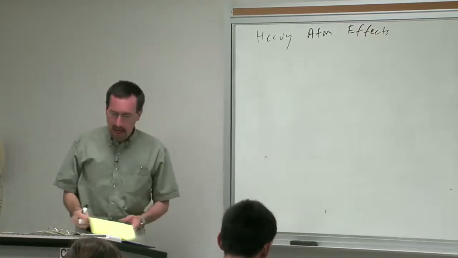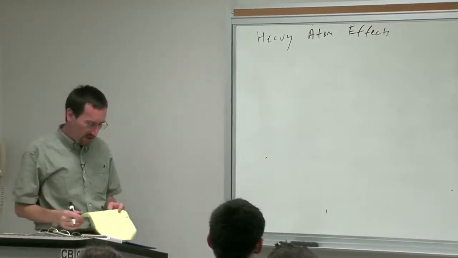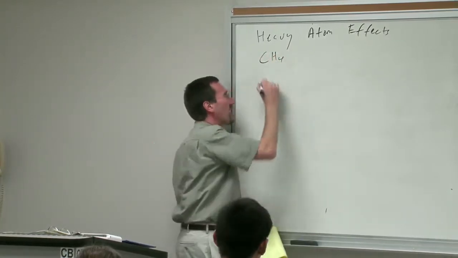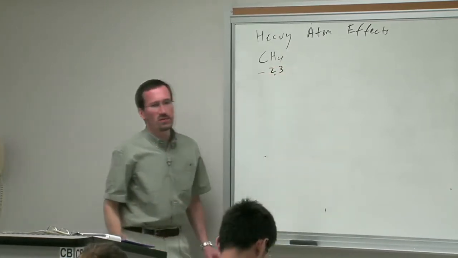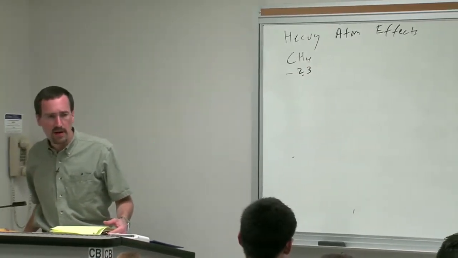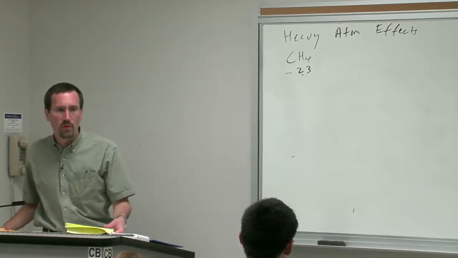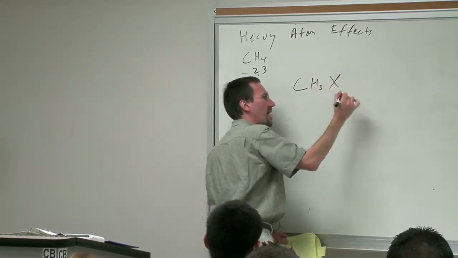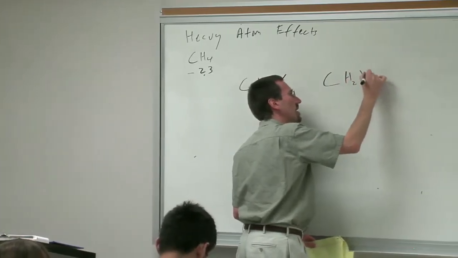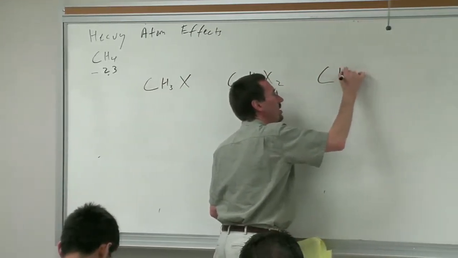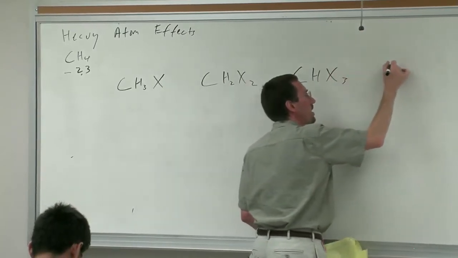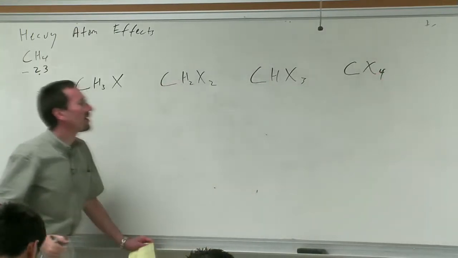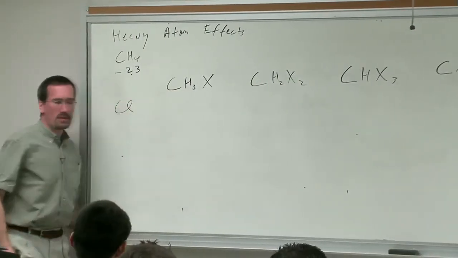All right, so let's take a look at what happens when you make various halomethanes. So again, it's very helpful to have a baseline value. Methane occurs at negative 2.3 parts per million. So we're going to compare the halomethanes to methane itself. And so we'll look at monohalomethane, CH3X, dihalomethane, CH2X2, trihalomethane, CHX3, and tetrahalomethanes, CX4. And we'll start with X being chlorine.